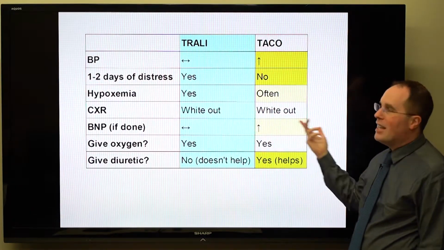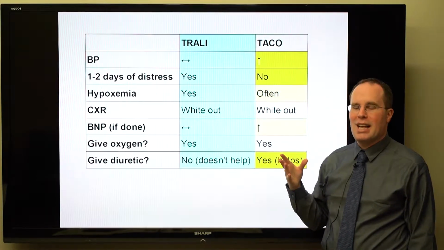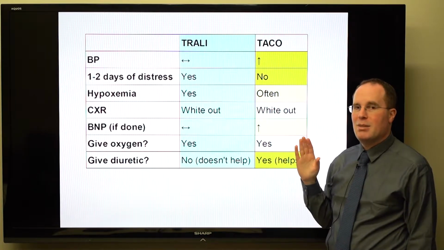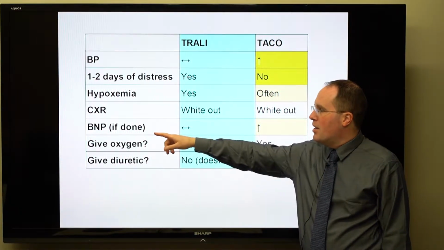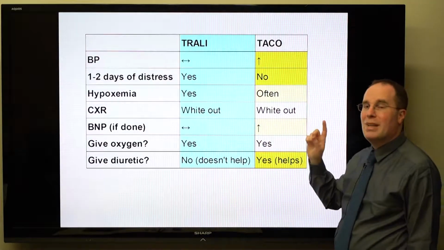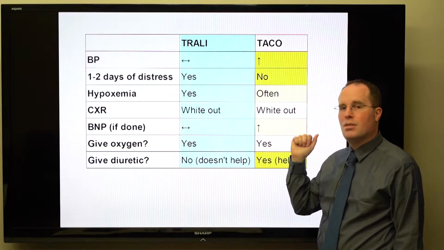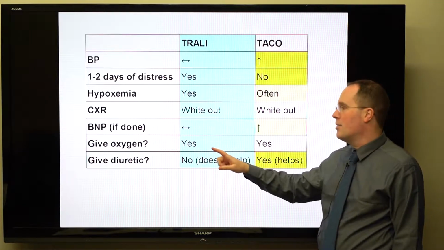Chest x-ray does not help. They basically look the same. You see the whiteout, bilateral pulmonary infiltrates in both TRALI and TACO. That doesn't help. You can do a BNP, a brain natriuretic peptide, and in TACO, it would be elevated post-transfusion compared to pre-transfusion. You wouldn't see that in TRALI necessarily.